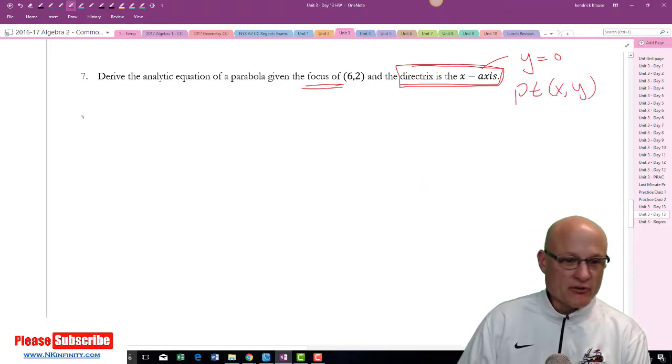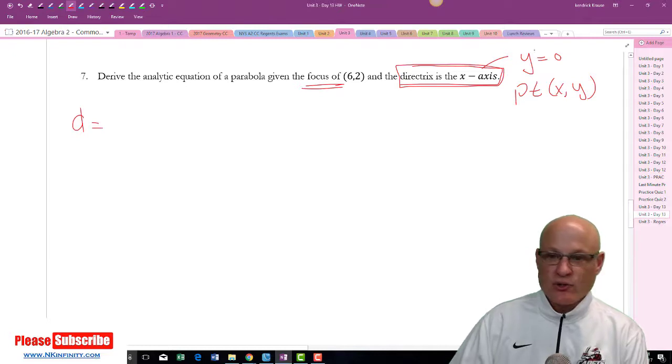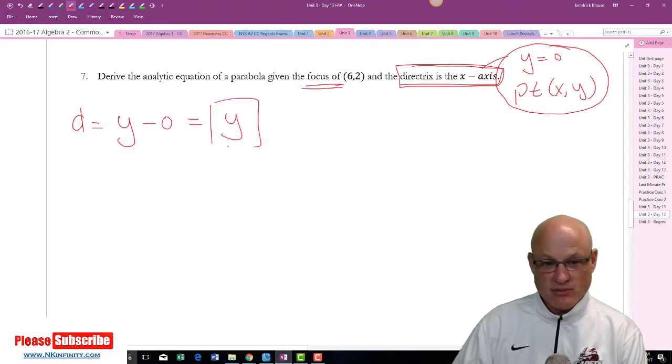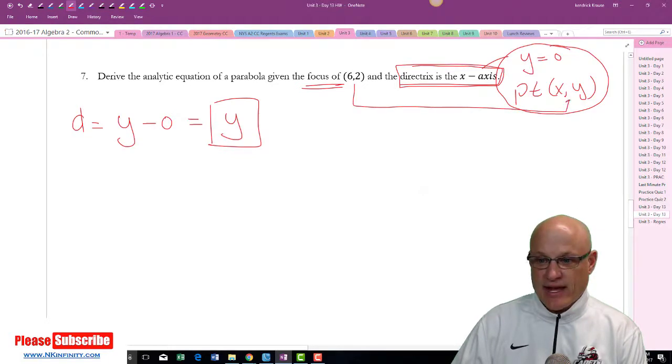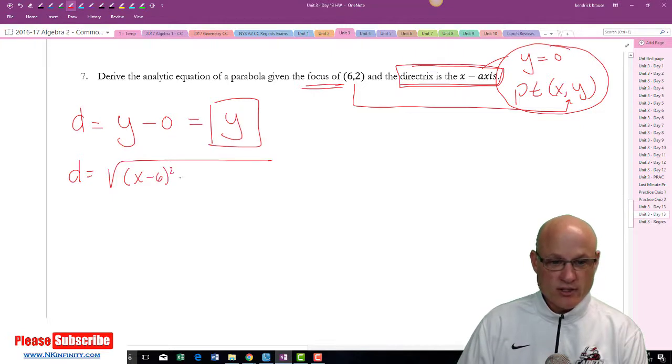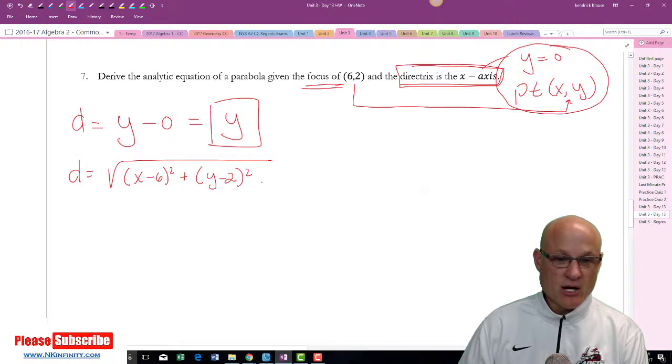So we're going to come up with our first distance. Distance is equal to the distance between these two. In these two, we just subtract the y's. Y minus 0, or just y. There's my first equation. Now we're going to go between the point and the focus. So the distance is equal to the square root of x minus 6 squared plus y minus 2 squared. Now we set these two distances equal to each other.